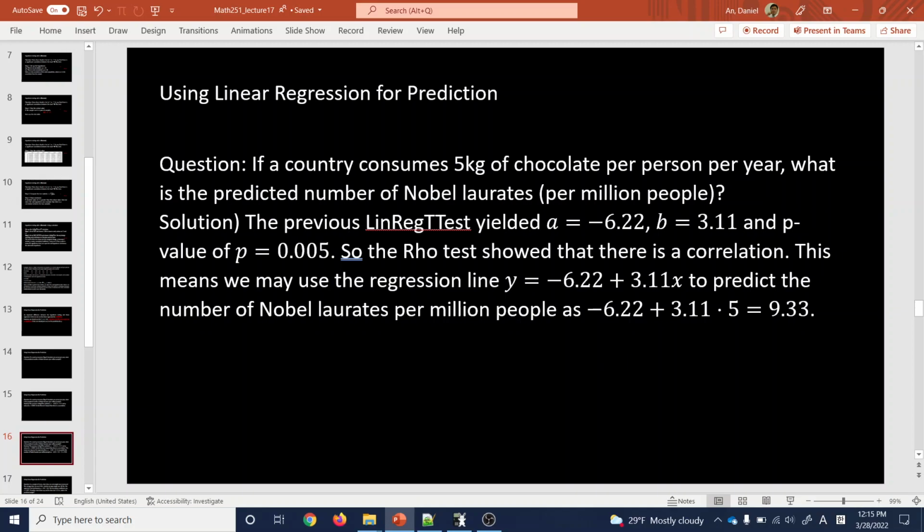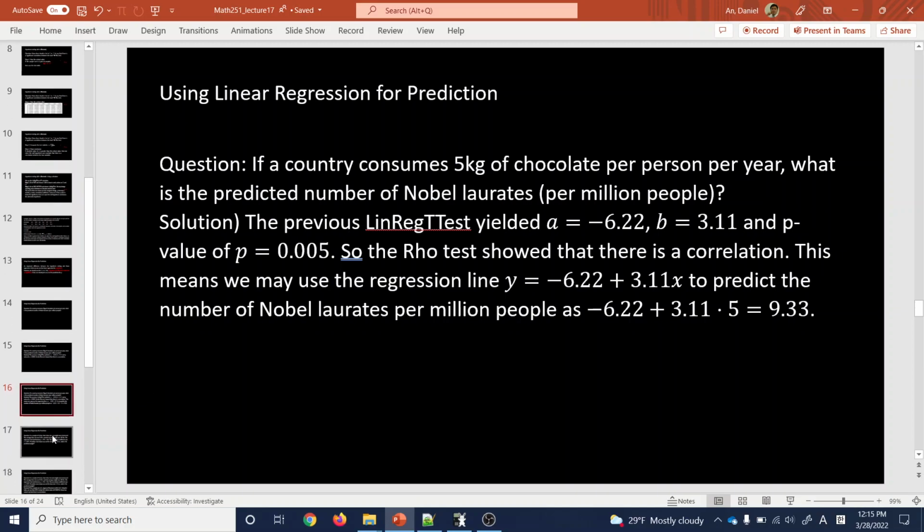Okay, so that's our prediction. And that's the main strength of linear regression. Not only can you say that there's a correlation, you can also have a prediction that gives you a ballpark estimation of what the y value would be if you know the x value.